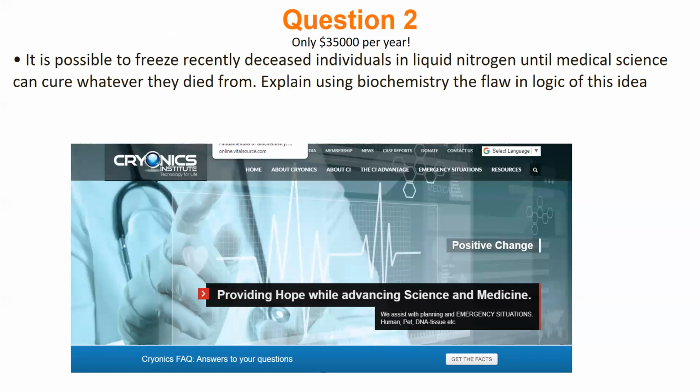Let's say I was dead for like 2 hours. My proton gradients are gone. Then you freeze me and unfreeze me 200 years later, and my gradient's still gone. I can't make ATP anymore. So biochemically speaking, based on what we know about proteins and gradients, it's not likely to happen. There are other organisms that can do torpor, granted, but humans are very complex.